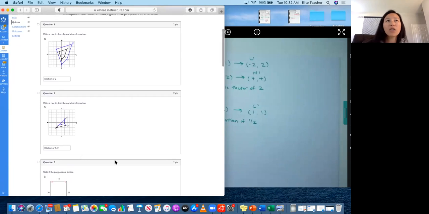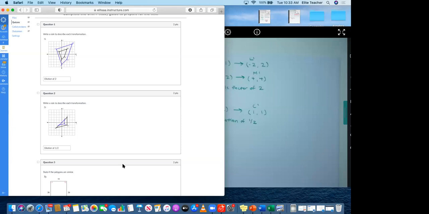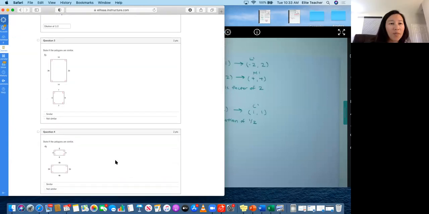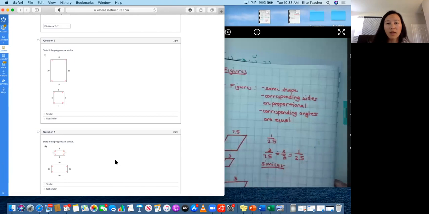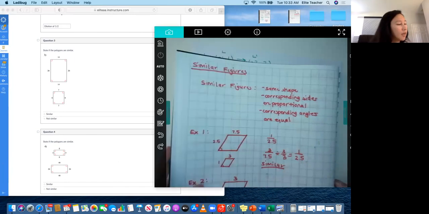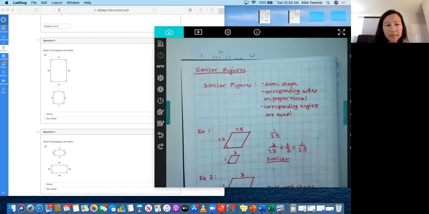Any questions on the dilations? No. Okay. Number 3, state if the polygons are similar. So remember, you have your notes to reference. But we're looking for: are they the same shape? Do they have corresponding sides? Are the corresponding sides proportional? And are the corresponding angles equal?